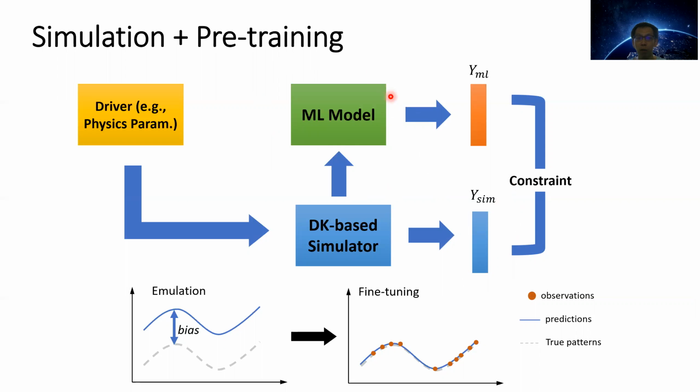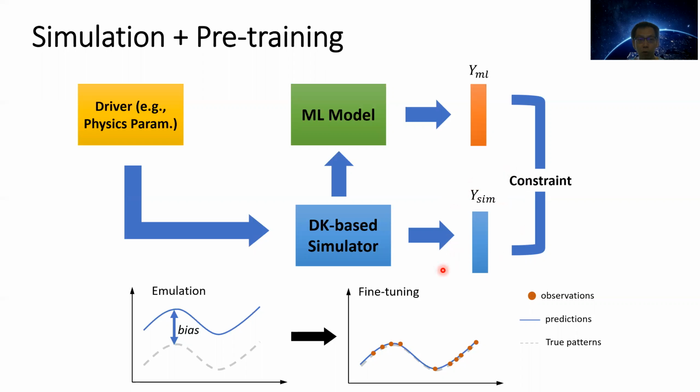And basically by doing this pre-training, we are using the machine learning model to mimic the behaviors of this DK-based simulator. And the idea is that we know these days, these machine learning models, deep learning models, have very complex structures. They usually require a large amount of training data to tune those model parameters. But we know that running this DK-based simulator doesn't require any true observation data or training data. So that means we can generate a large amount of simulation data. And if we can pre-train this complex machine learning model using a large amount of simulation data, then it's very likely that this machine learning model can already get much closer to its target solution. Then it only requires a very small amount of true observation data to fine-tune itself to get to this target solution.